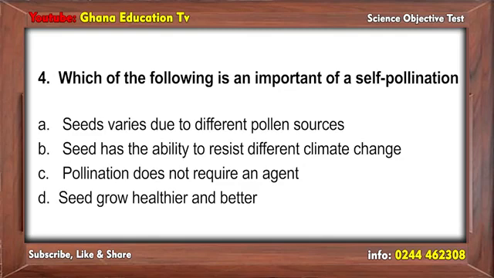Number 4. Which of the following is an importance of self-pollination? A. Seed varies due to different pollen sources. B. Seed has the ability to resist different climate change. C. Pollination does not require an agent. And D. Seed grow healthier and better.